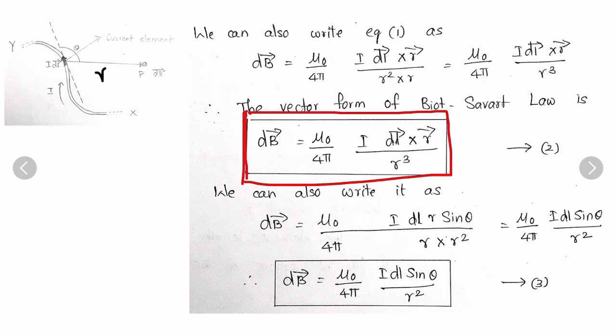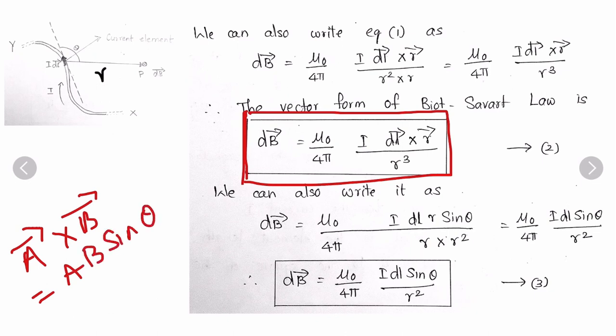Then we can also write it, because it is a cross product. We all know that A bar cross B bar is equal to AB sin theta. Therefore, we can also write it as mu 0 by 4 pi I dL R sin theta by R cube. I have written R cube as R into R square. Then in the numerator and denominator, R and R cancel. Therefore, you will get mu 0 by 4 pi IdL sin theta by R square. This is the third form of Biot-Savart's law.